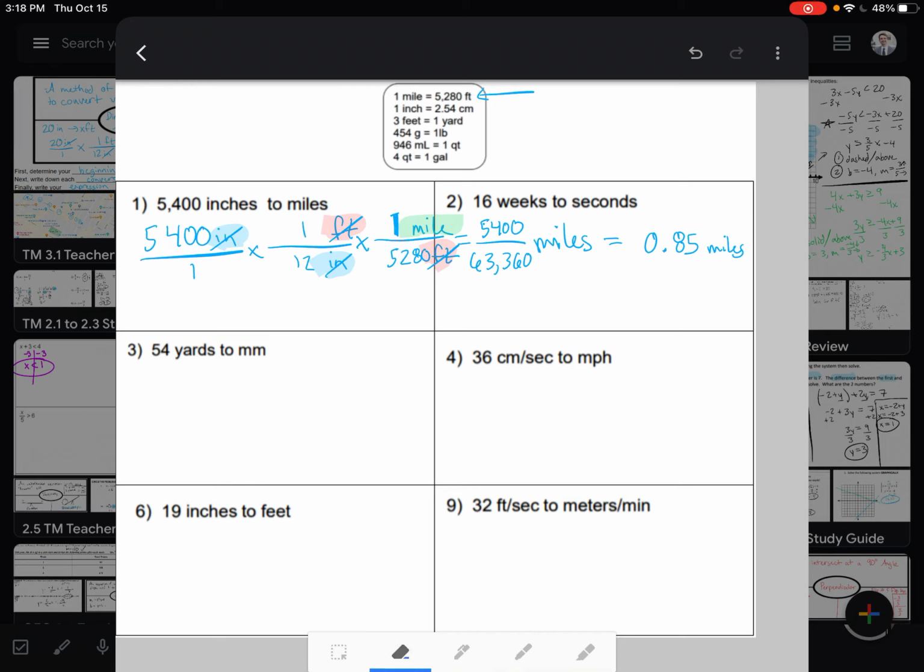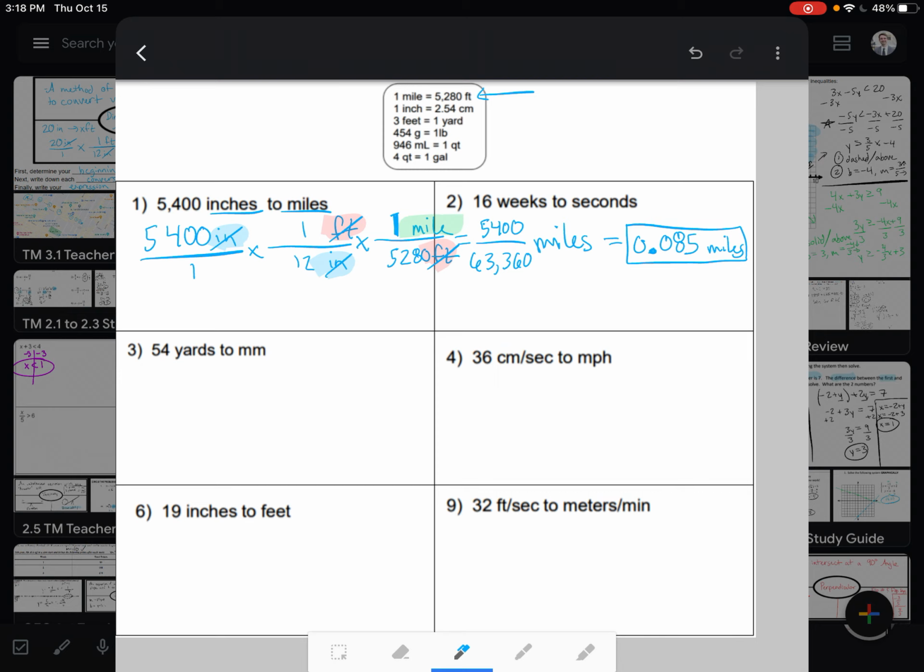Or I wrote that wrong, I apologize. Got to be careful here. We have 0.085 miles. So be careful with those decimal points when you're writing these answers. All right, so that's an example of something that we're looking for there. Again, going through carefully with our dimensional analysis. We start with inches on the top, and our goal is to go from inches to miles.